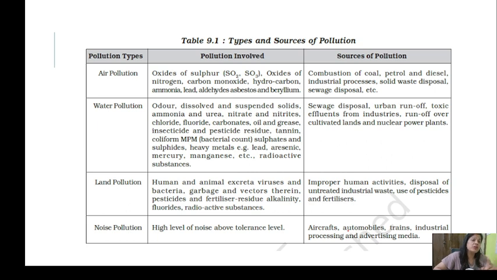Okay, the most important slide of this lecture. I am going to cover this, then the theory part is done. The pollution involved is this one column and the sources are this. Air pollution comes from our vehicles, which we are driving, the refrigerators, the air conditioners, all those things, petrol, diesel, solid waste disposal, sea waste and disposals. And what are the air pollutants? Oxides of sulfur, SO2 and SO3, oxides of nitrogen, carbon monoxide, hydrocarbons, ammonia, lead, aldehydes, asbestos and beryllium.